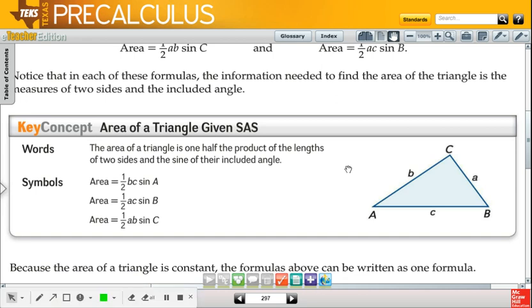All right, another concept in regards to finding the area of a triangle. This one is finding the area of a triangle given a side, an angle, and a side. So what does that mean? Basically, it's when you're given two adjacent sides and an angle measurement that's within the two sides.